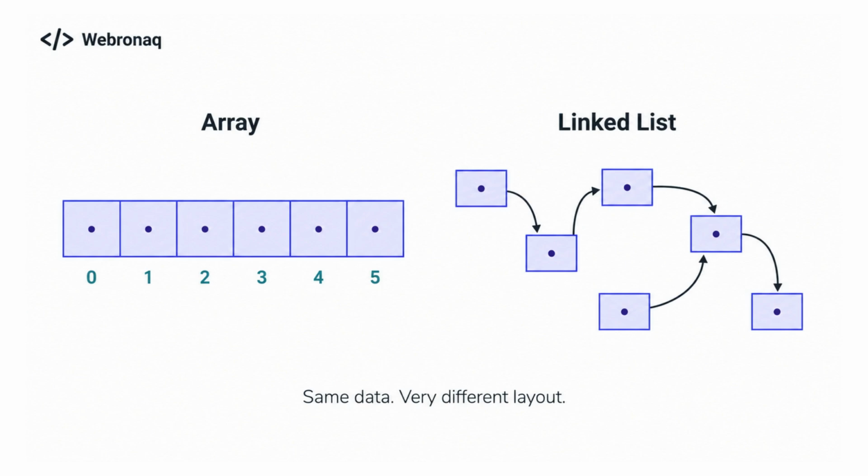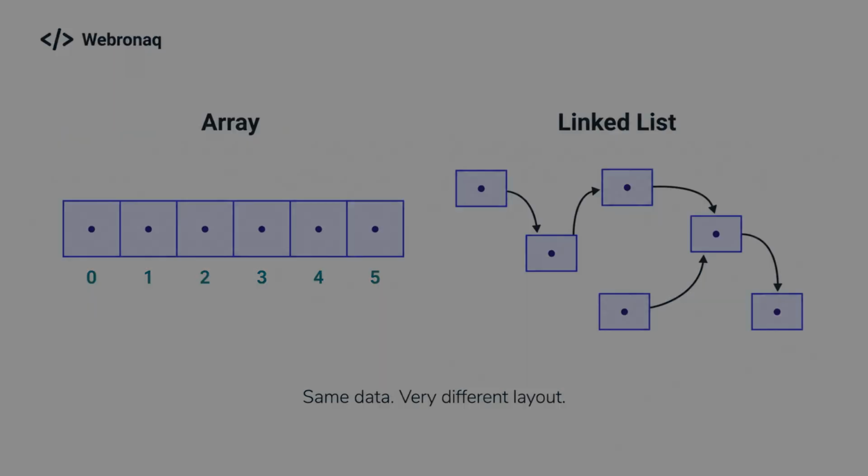Imagine you are booking seats at a cinema. An array is like reserving 6 seats all in one row. Every seat is right next to the last. A linked list is like reserving 6 seats scattered across the whole theater, and each person holds a note pointing to where the next one is sitting. Same number of seats, completely different arrangement. That difference in layout is what drives every trade-off we are about to explore. Next up, let's look at exactly how arrays sit in memory.